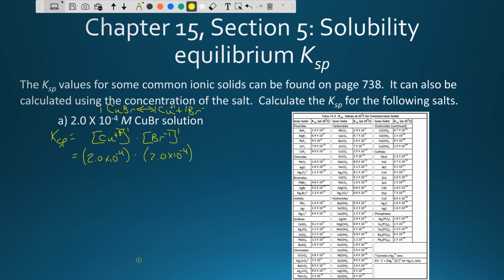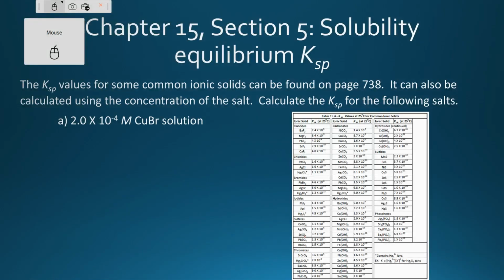So my KSP value, if you don't see it on here, I can still calculate it. If I just multiply those, my KSP ends up being 4 times 10 to the -8. Remember, we add exponents when we multiply. So that's all we needed to do for that one. If you don't see it on this chart, then I would just go through and do it that way.